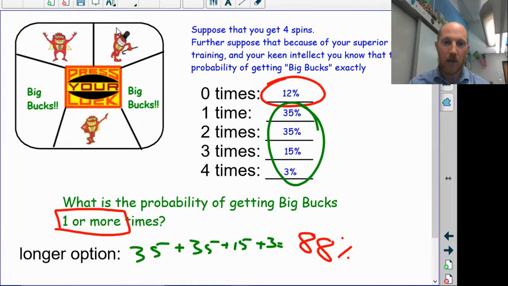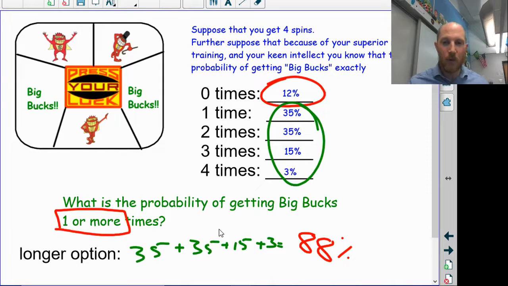All right, let's just see it one more time here. Suppose you got 4 spins. The spinner is different this time. I've already calculated all the probabilities of 0 successes, 1 success, 2 successes, 3 successes, 4 successes, and it's provided for us in the table. What's the probability of getting big bucks 1 or more times?